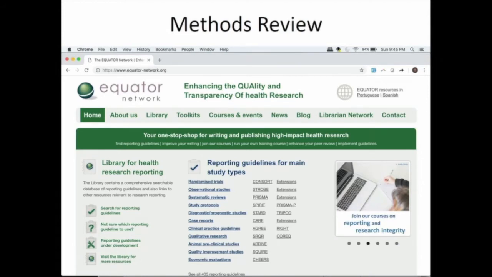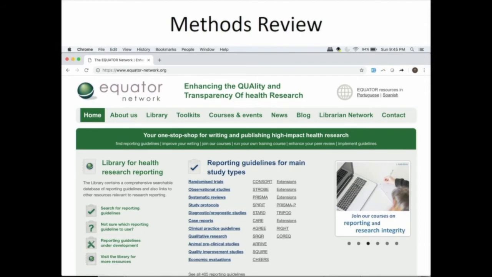And lucky for us, the Equator Network, that's equator-network.org, is one-stop shopping. It's a group out of Oxford. And what they've done is they've collected all of the reporting guidelines for all different types of research. I think there's over 400 there now, different checklists that authors should do when they're reporting their studies. So if you're a new author, this is a great place to get started.